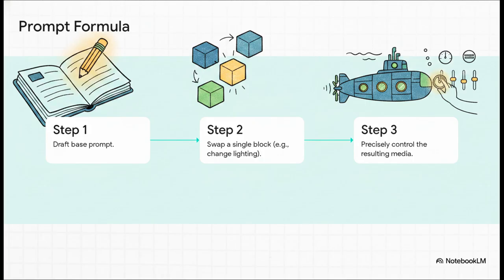Then, you precisely control the media by swapping out just one single block at a time. For instance, if your submarine hull looks a little too plain, you isolate the lighting variable in your prompt and swap it out for a bioluminescent underwater glow. This step-by-step modular approach is exactly how professionals get the precise results they want.